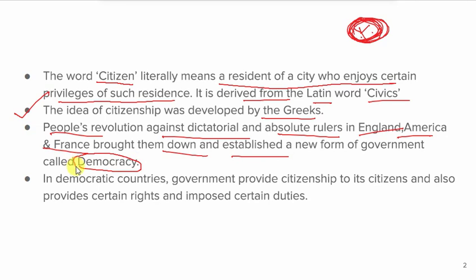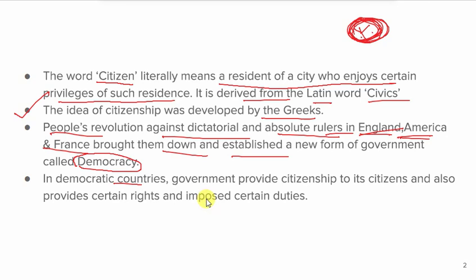Actually, citizenship is also one of the major impacts of democracy. To put it in a very normal format, in England, America, and France, the people revolted against their dictatorial rulers, and that's how they wanted to start a democratic society where the citizens have rights and there is a proper citizenship format for them. So that's how the democracy ideology was also started.